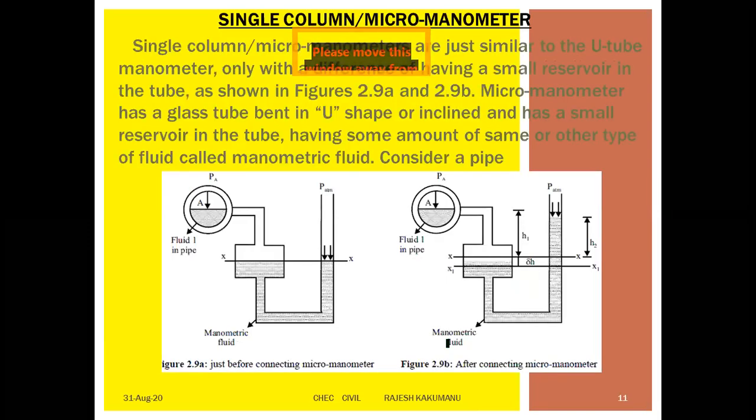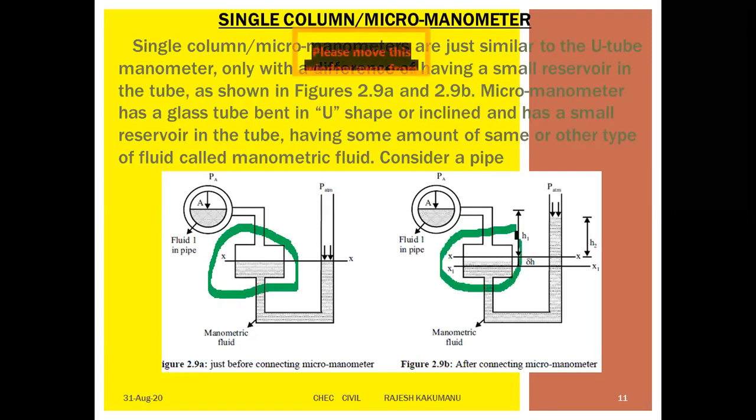The second one, you are having a single column manometer. See the figure here, only this chamber is missing in the U-tube concept. So this is nothing but a single column type of manometer. You are having a closed pipeline where you are having a point A to be measured. Here also the atmospheric pressure is open to the air.